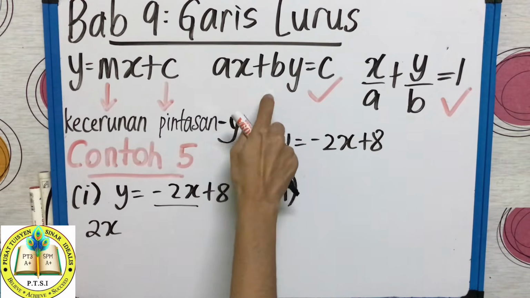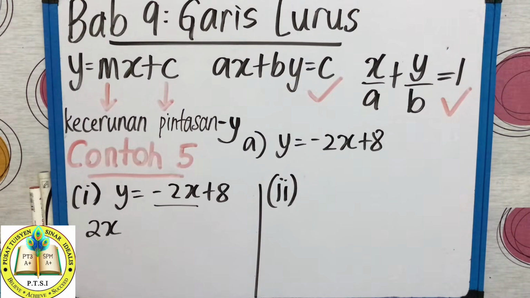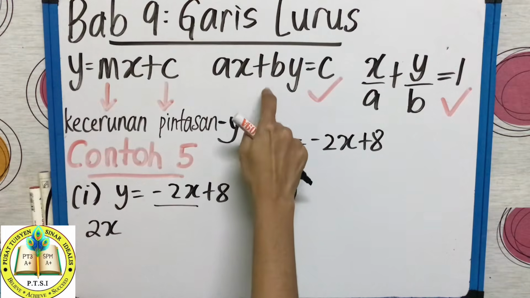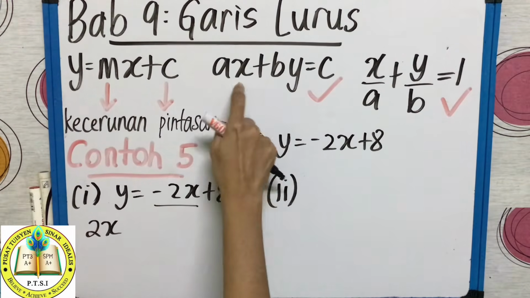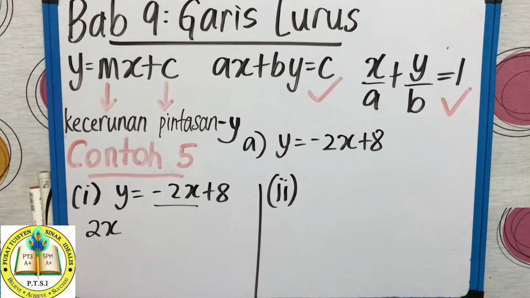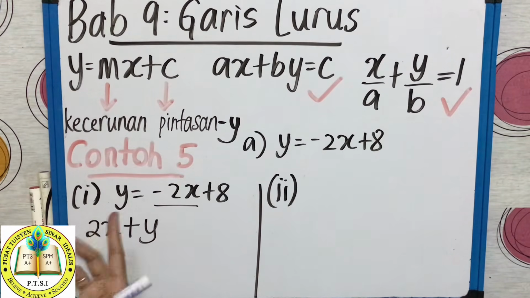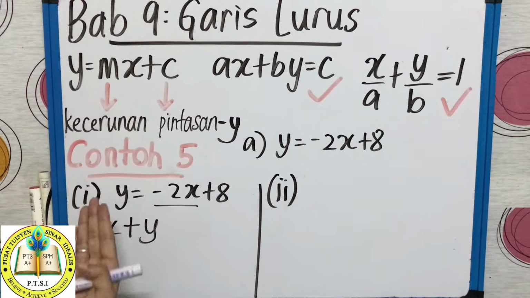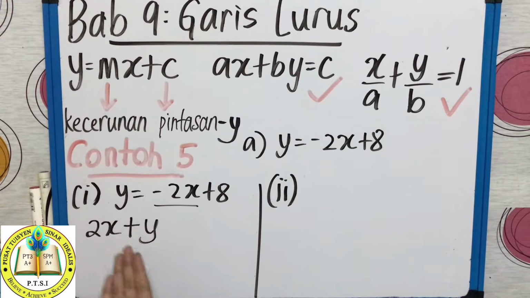So, why teacher bring 2x ke depan? Sebab sekarang kita ikut bentuk ni. Bukan bentuk ni. Bentuk ni y left hand side. But now textbook they ask for this bentuk. So x first, then only y equals c. Nampak? So that's why teacher bring negative 2x front, positive 2x plus y. Why teacher put plus y? Because it's already there. Sudah pun ada di depan. So remain. So positive y.